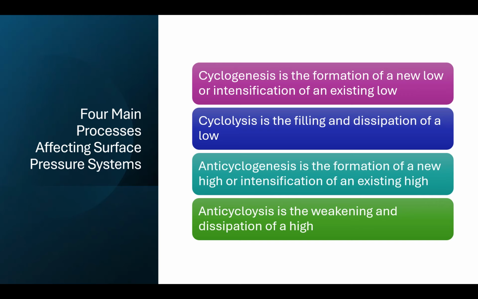The anticyclogenesis is the formation of a new high pressure system, or it can be the intensification of an existing high pressure. And then we have anticyclolysis, which is the weakening and dissipation of a high pressure.